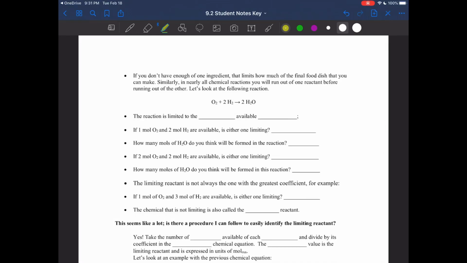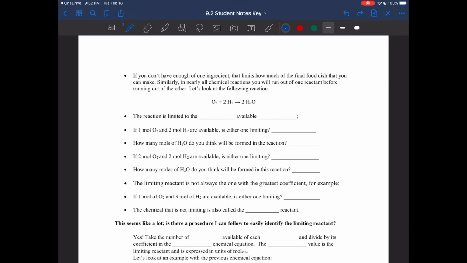Now, if you don't have enough of one ingredient, that will limit how much of the final food dish that you can make. So in chemical reactions, you're always going to run out of one reactant before running out of another. So let's look at this one over here. This is a really basic chemical reaction. Combustion of hydrogen gas, also used in hydrogen fuel cells. O2 plus 2H2 makes 2H2O, which is water vapor molecules.